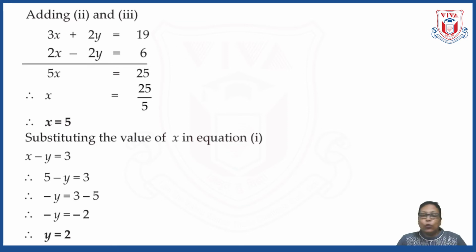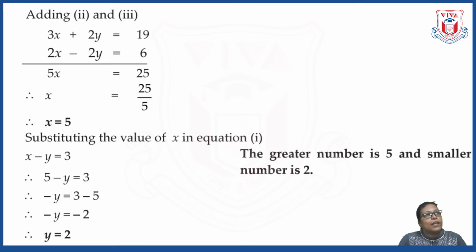But here we don't have to write down the answer as an ordered pair or solution. Why? Because it is a word problem and therefore our final answer should be in the form of a statement. So you have to write down the final answer as a statement. Therefore, the greater number is 5 and the smaller number is 2. Always keep in mind that the final answer carries half mark, so don't forget to write it. Okay, I hope you have understood this sum.